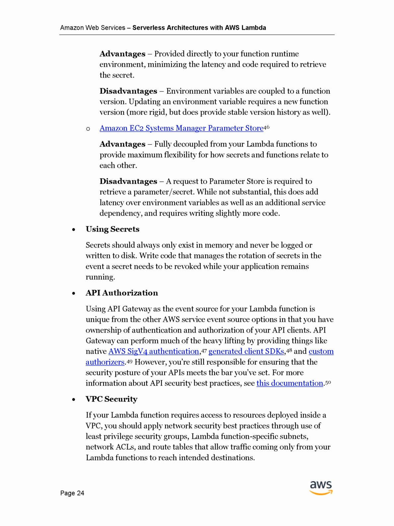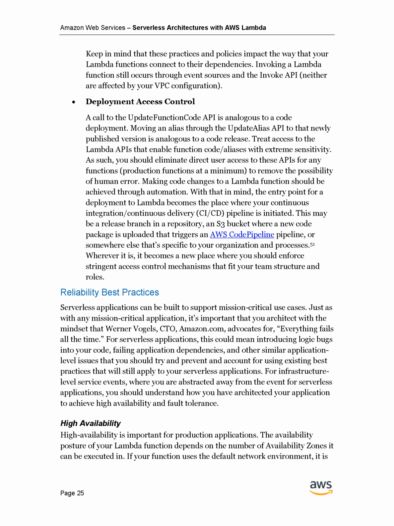VPC security. If your Lambda function requires access to resources deployed inside of a VPC, you should apply network security best practices through use of least privilege security groups, Lambda function-specific subnets, network ACLs, and route tables that allow traffic coming only from your Lambda functions to reach intended destinations. Keep in mind that these practices and policies impact the way that your Lambda functions connect to their dependencies. Invoking a Lambda function still occurs through event sources and the Invoke API, neither of which is affected by your VPC configuration.